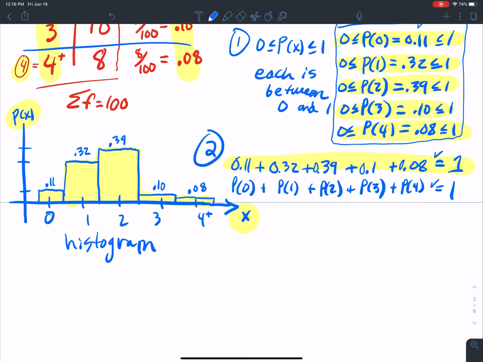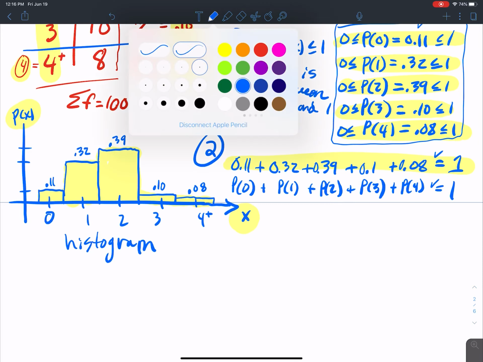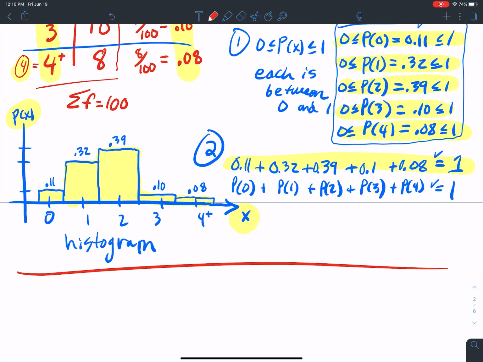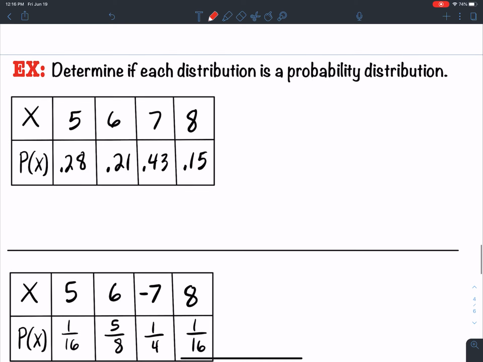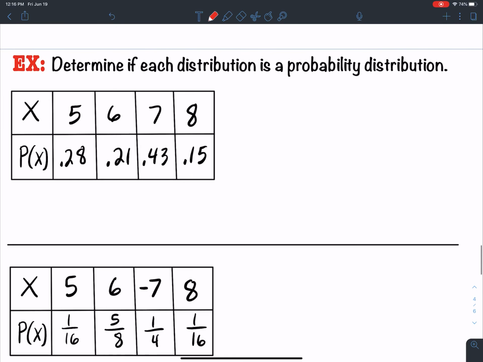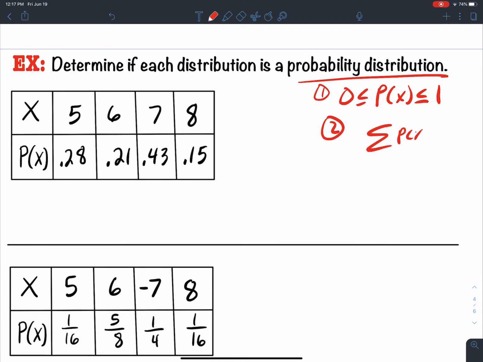Now, if I was going to go a little bit further with this and do a little bit more practice, let's determine if each distribution is a probability distribution. Okay? So you gotta have the probabilities between 0 and 1. That's number 1. And number 2 is when you add up the probabilities, they have to add up to 1. Okay? So those are the two things we're checking.